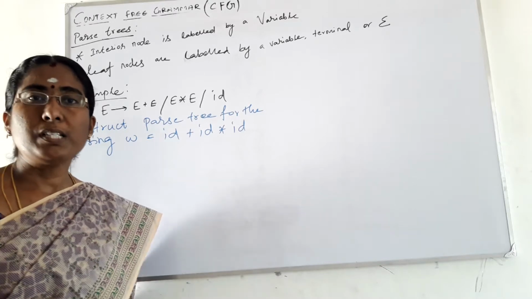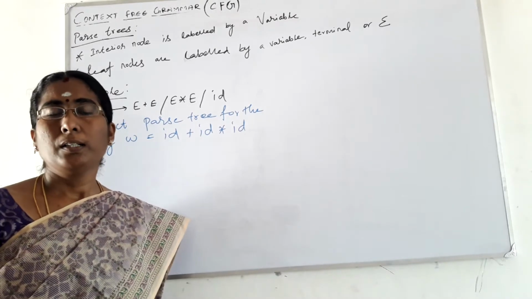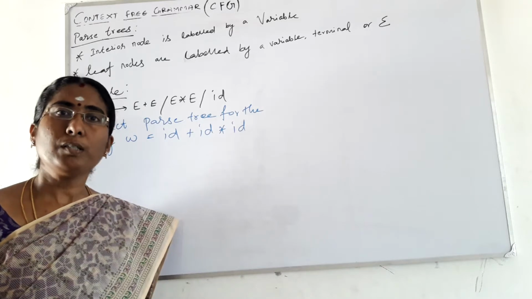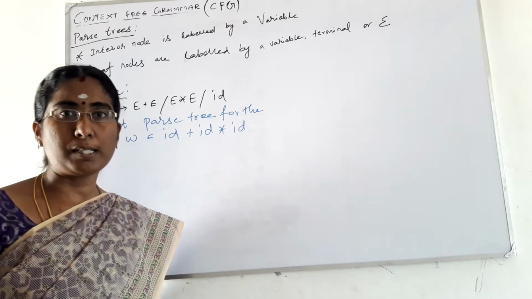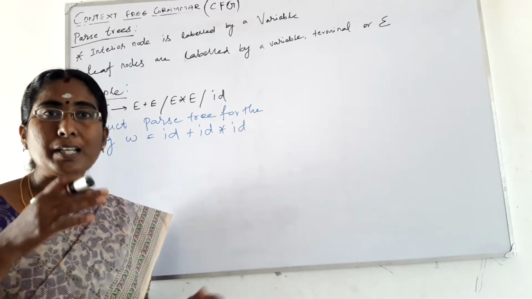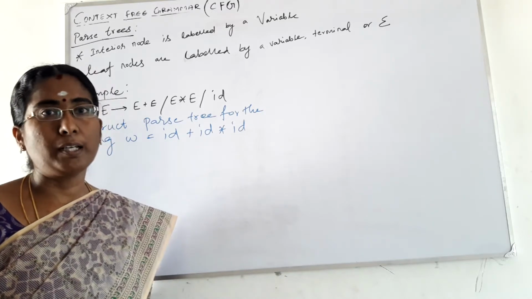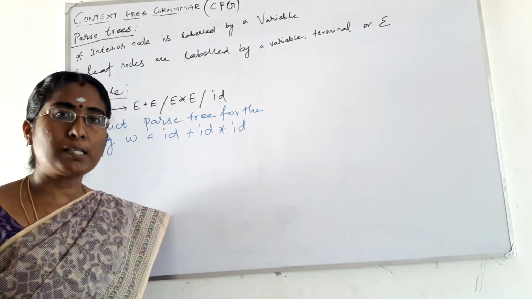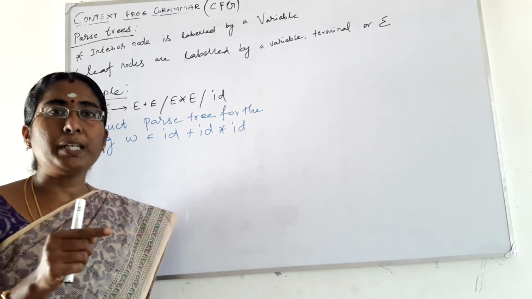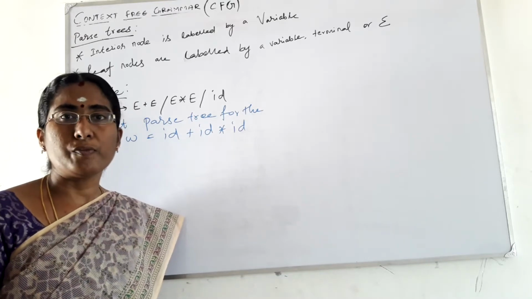Friends, now we will see about parse trees. The tree representation of a derivation is called the parse tree. That representation of derivation is called the parse tree. And how do we construct a parse tree? The root node will be the start symbol of the CFG.